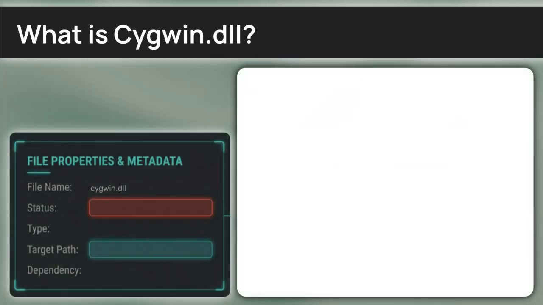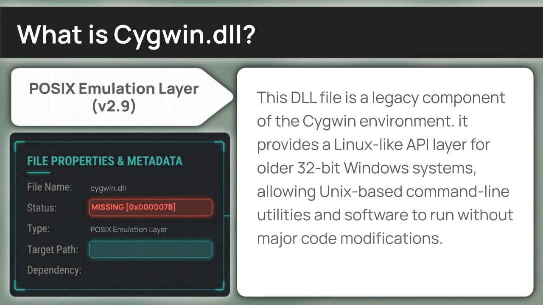This DLL file is a legacy component of the Cygwin environment. It provides a Linux-like API layer for older 32-bit Windows systems, allowing Unix-based command line utilities and software to run without major code modifications. Now that the background is clear, let's walk through the actual installation steps.